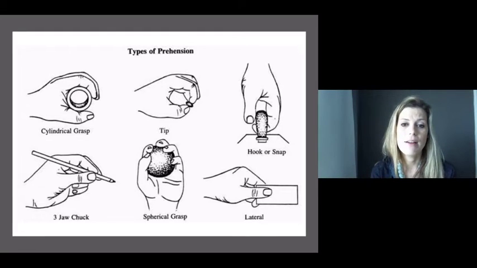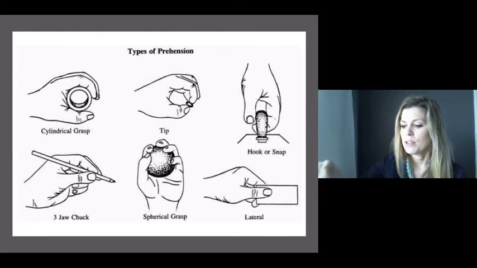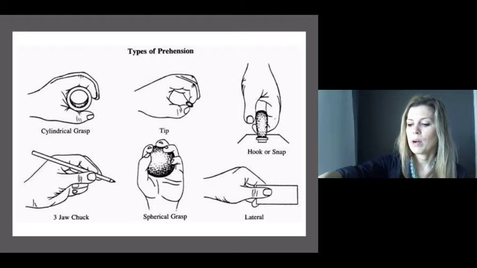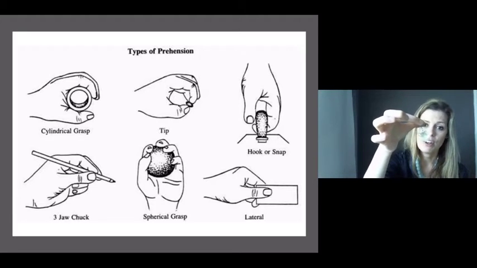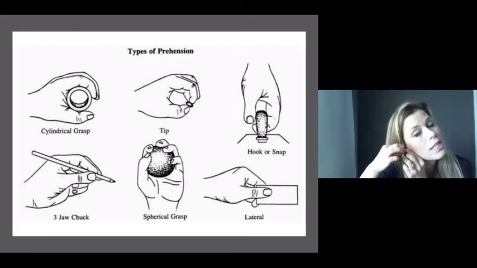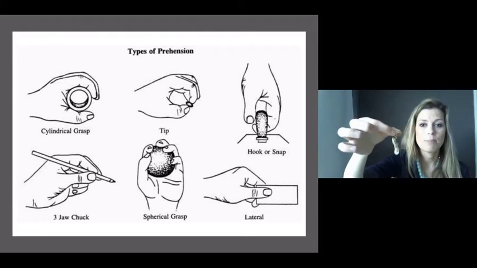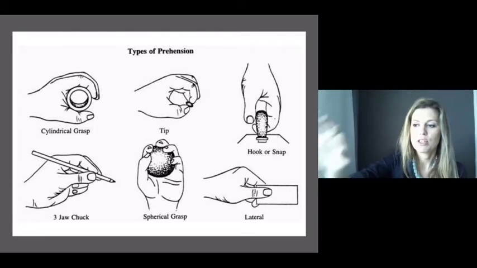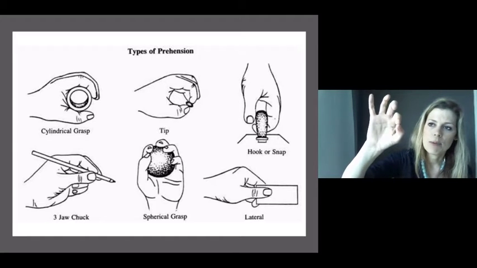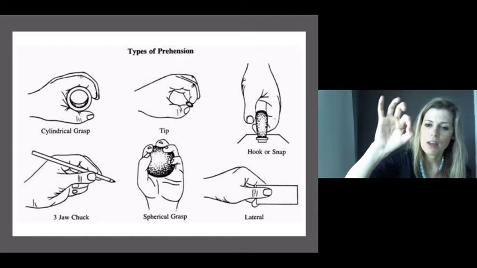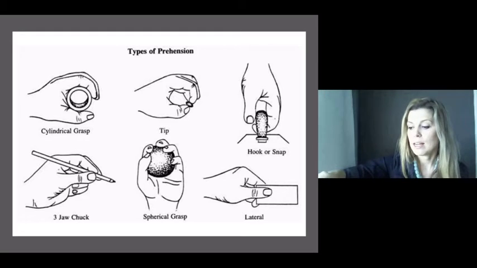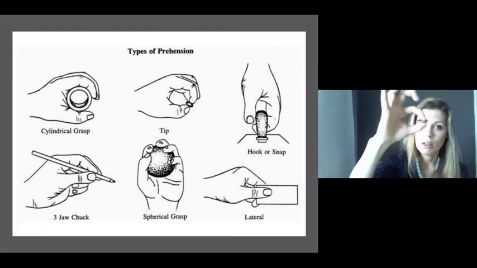We also have a tip grasp. So this might be where the client is wanting to put their earring in and needing to use that fine motor tip grasp in order to do that. So you're essentially taking the tip of your index finger and the tip of your thumb and holding onto a functional item like an earring or like a coin.